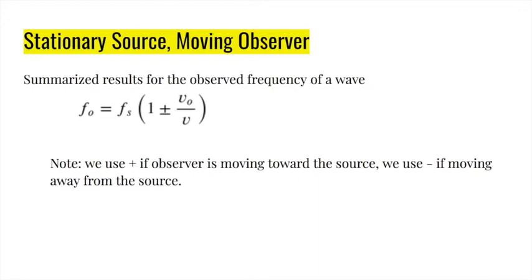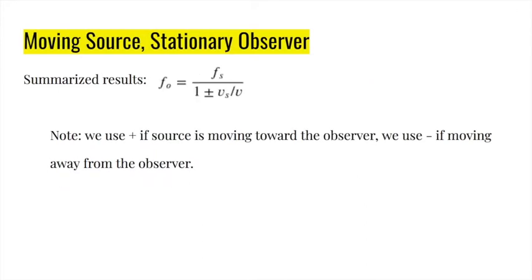One is if the source of the sound is stationary but the observer is moving. In that case, if the observer is moving toward the source, we use a plus sign. So it would be 1 plus V naught over V. And then if the observer is moving away, we use 1 minus V naught over V.